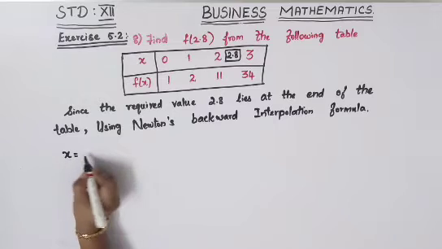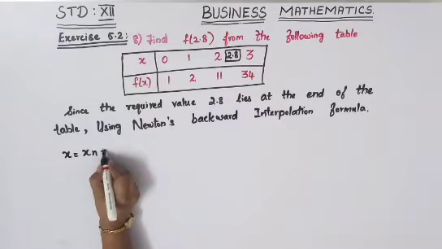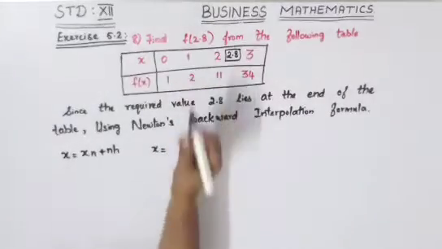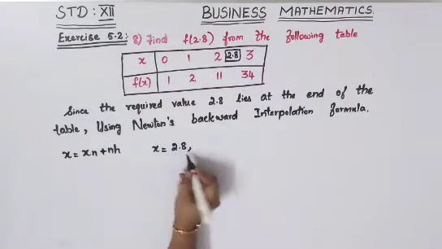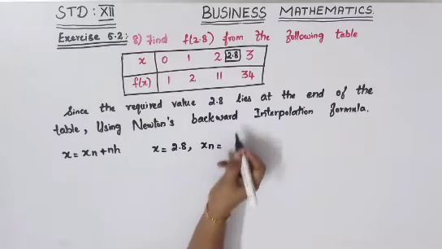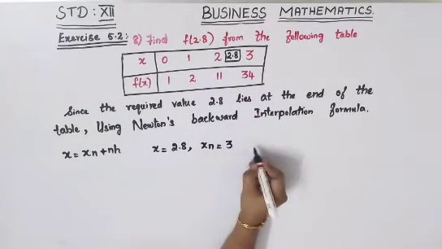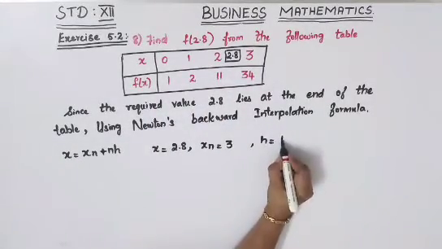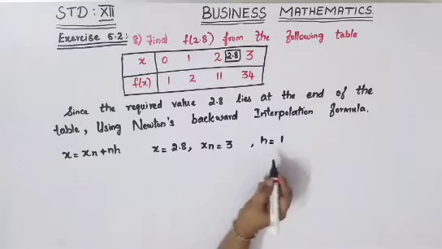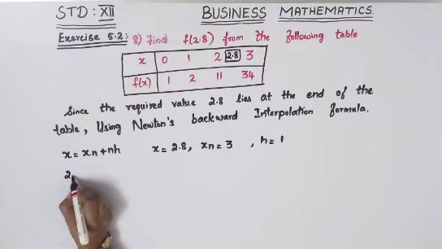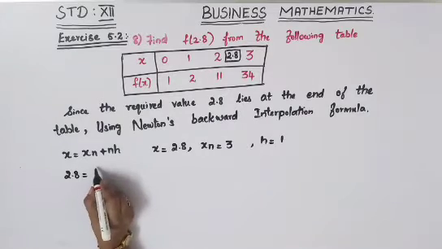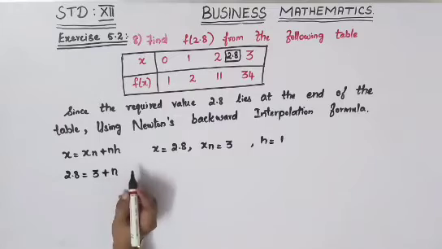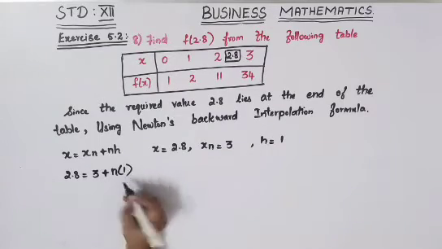So x is equal to xn plus nh, where your x they have given here is 2.8 and your xn is your last value, that is 3, and your h is the interval. Okay, in between your interval the difference will be 1, so h is equal to 1. Now substitute all these values here. So 2.8 is equal to xn is 3, so 3 plus n, you keep as it is, and your h is 1. So we have to find n only.